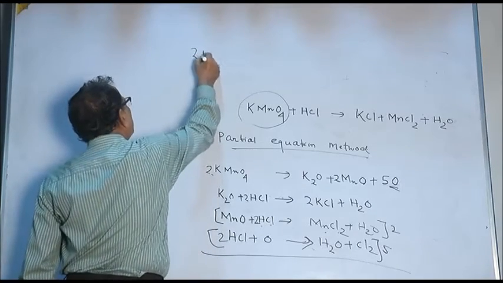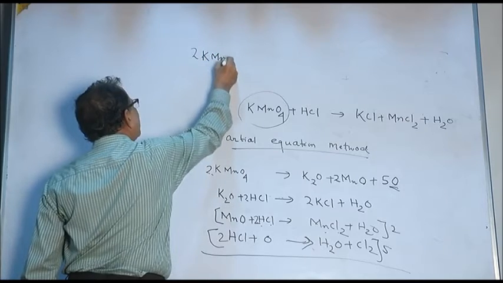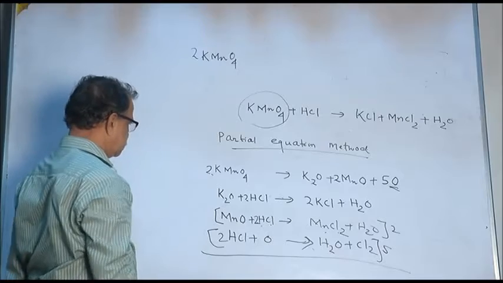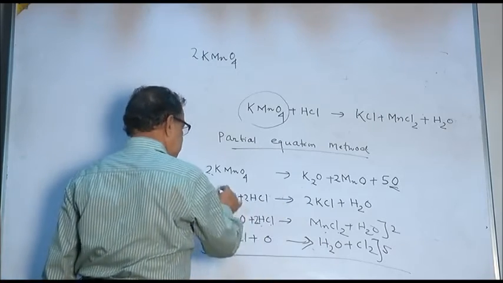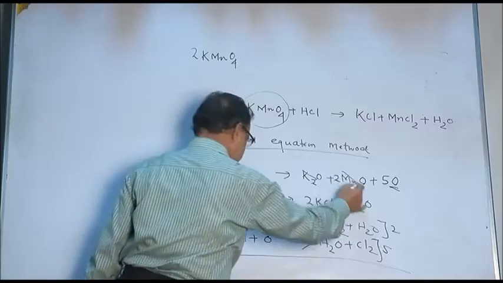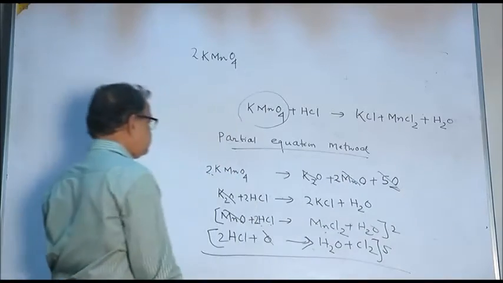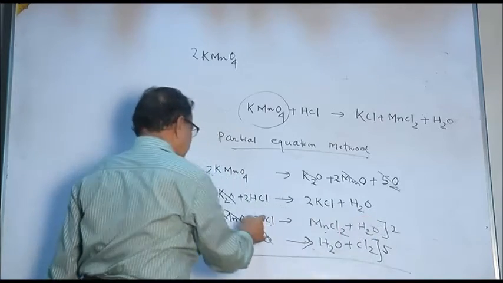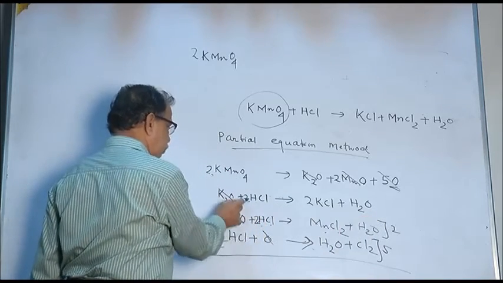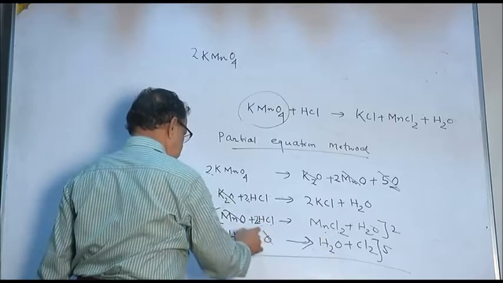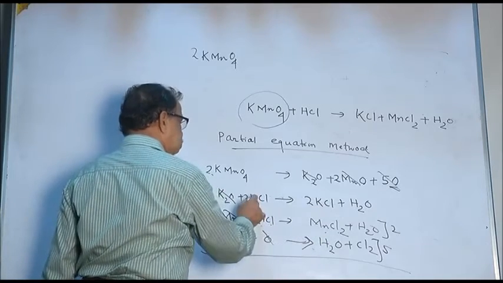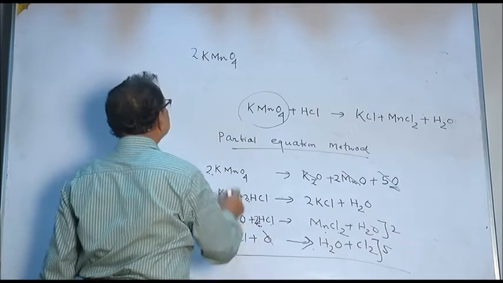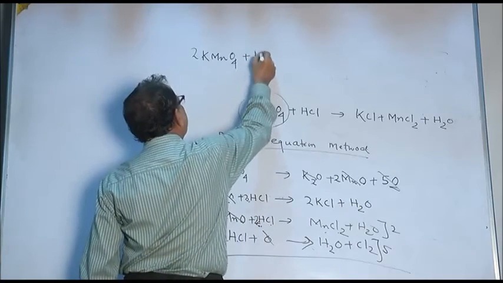The balanced equation will be 2 KMnO4, which is not easy by the hit and trial method. 2 KMnO4 plus, cancel 2 MnO with 2 MnO, cancel 5O with 5O. 2 HCl, here is 2 HCl. 2 into 2 is 4, 4 plus 2 is 8. Here is 2 into 4, 4 plus 6, here is 10. So it will be 2 KMnO4 plus 16 HCl.